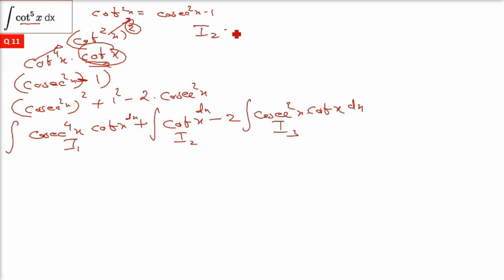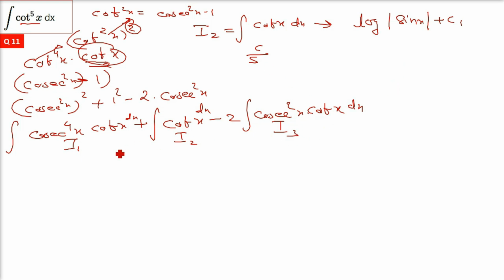I2 will be direct. I2 will be, see, this is cot x dx. This is simply cos x by sin x. If you take sin x equals to t, cos x dx will be the result of sin x equals to t. That is 1 by t dt, so log t. T was taken as sin x, so log sin x. This is how it has come. So I2 we have already done.